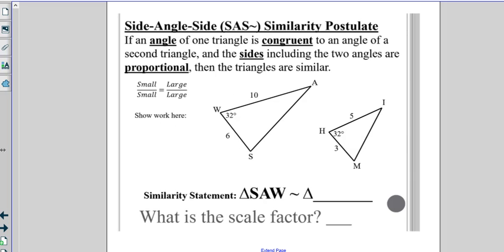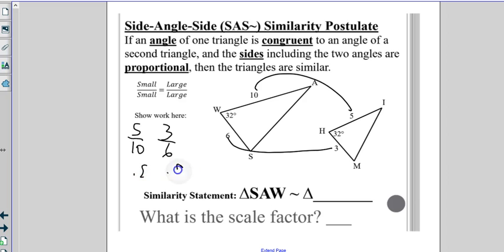Okay, side, angle, side. Now remember, we had a side, angle, side for congruence. Where the sides were the same and the angle was the same included, we had congruence. Well, now we're talking about proportion. So if these 2 are proportional the same way, so 5 over 10 and 3 over 6, well, if you divide those, what do you get? 0.5, 0.5. They're both proportional, and our included angle matches, we have similarity.